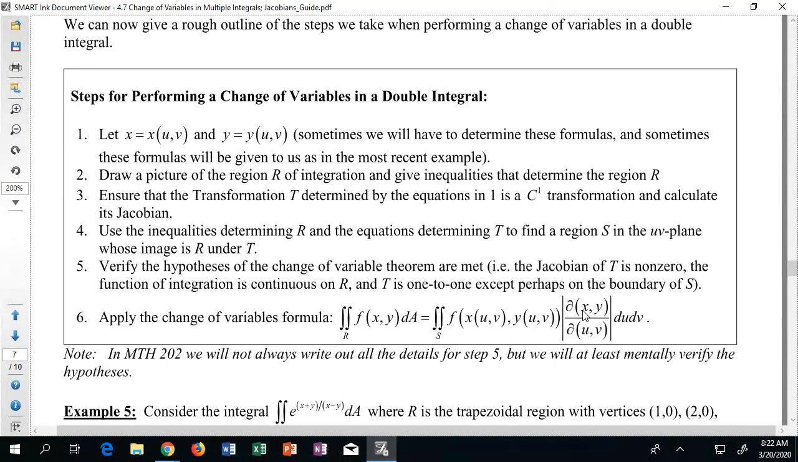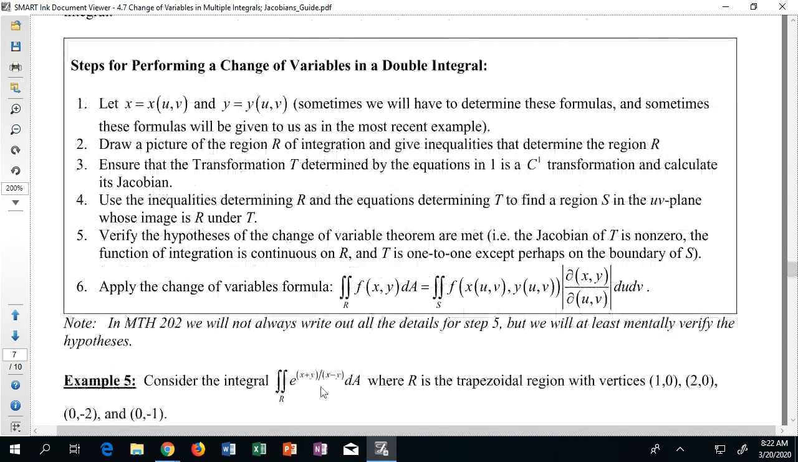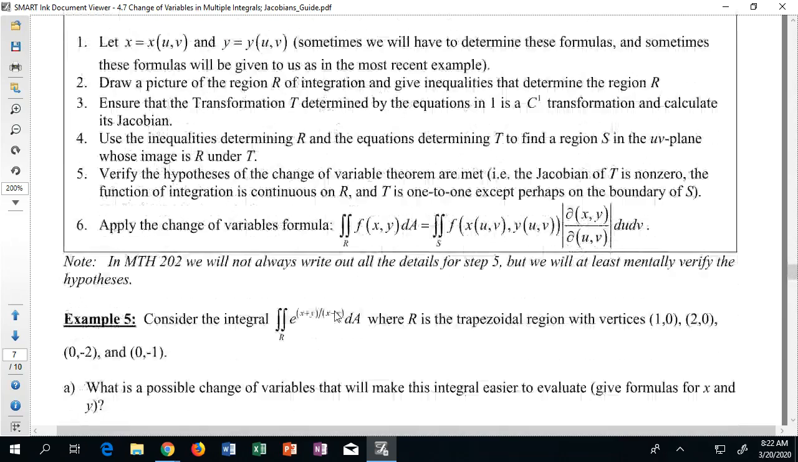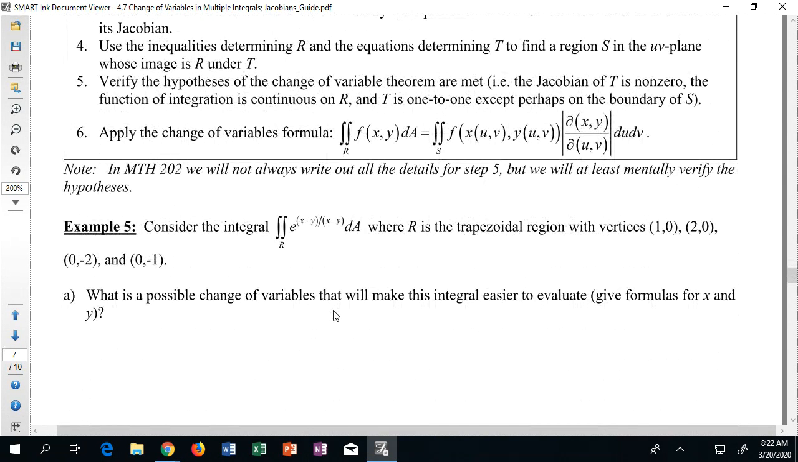So oftentimes, as I state down here in the note, I'm not always going to write out all the details here for step 5. Some of the stuff will be fairly intuitive and we'll be able to just mentally check it. So let's take a look at how we could begin to perform some of these steps as we work here through example number 5.